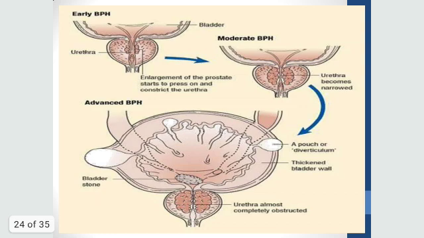So we can see the changes in early BPH. We can see the enlargement of the prostate starts to press on and constrict the urethra, making it an anterior posterior slit. In moderate BPH, the urethra becomes narrowed gradually. In advanced stages, because of the increased pressure in the bladder, you can see a pouch of diverticulum and thickened bladder wall. Then, because of the retained urine, there can be bladder stones causing cystitis.